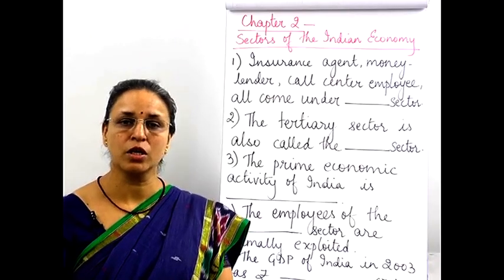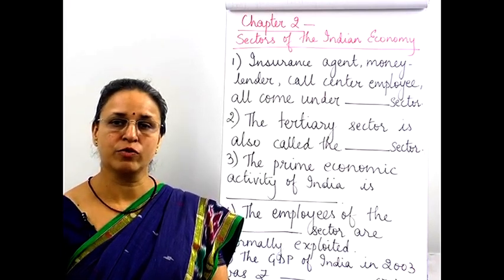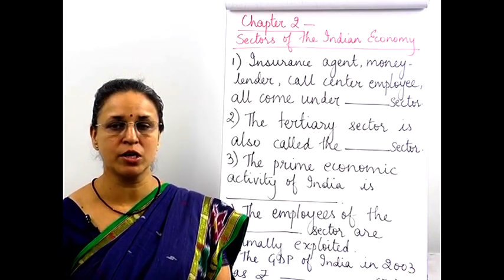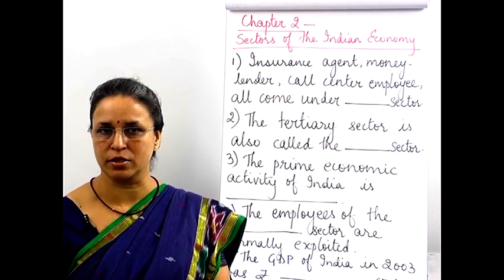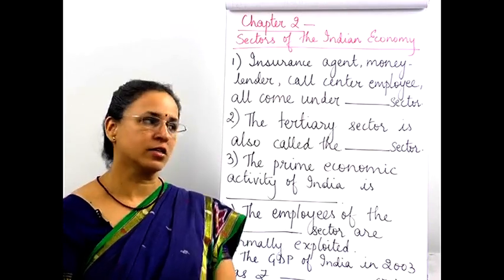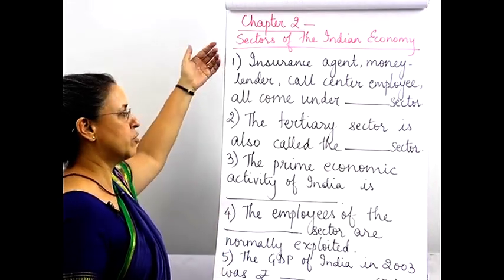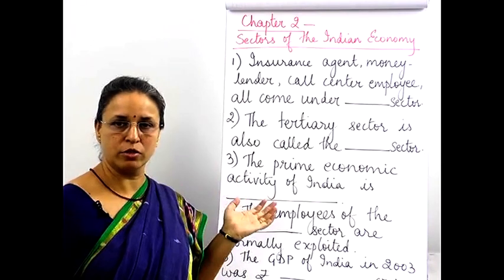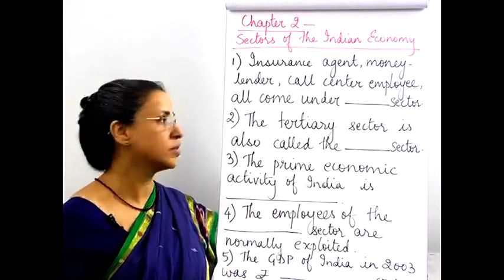Our lesson 2 in economics deals with the sectors of the Indian economy. You know that we have 3 basic sectors, that is the primary, secondary and tertiary. Now they have also added a 4th sector. In these sectors that we have in the Indian economy, let us look at some of the fill in the blanks that I have put together here for you, which will help you in learning your objective questions.